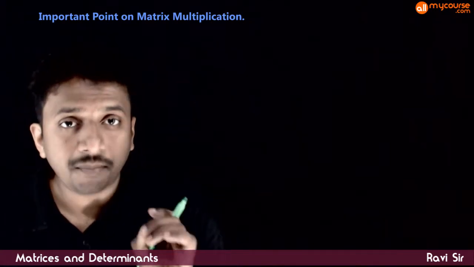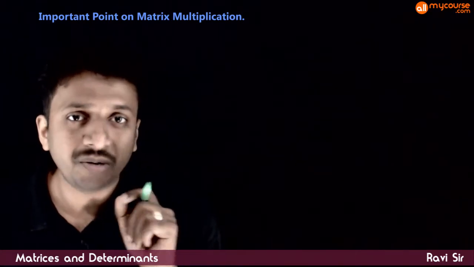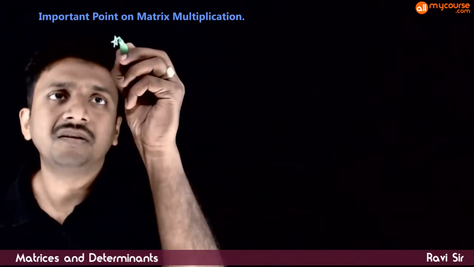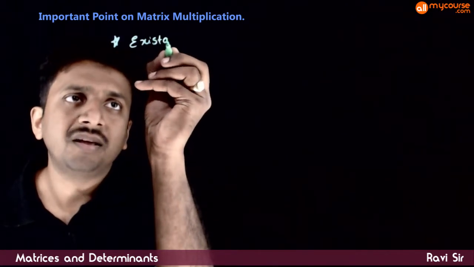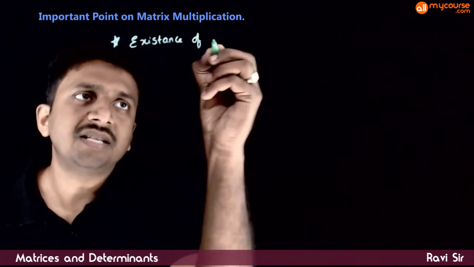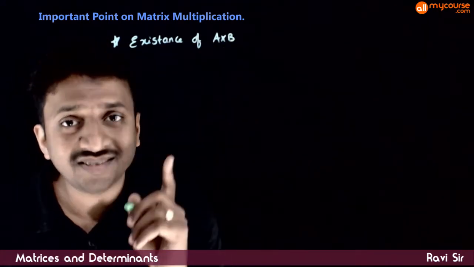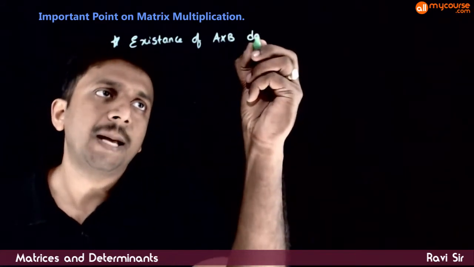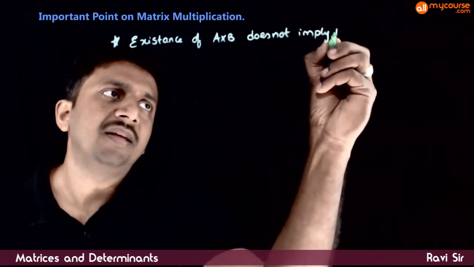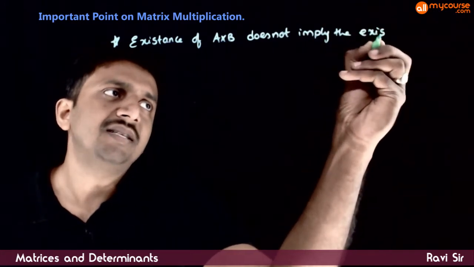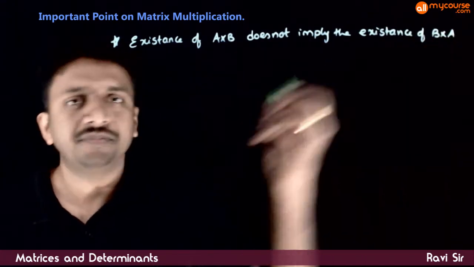So once you understand matrix multiplication compatibility, you need to observe a very important point here. The existence of AB, the existence of A into B, does not imply the existence of B into A.